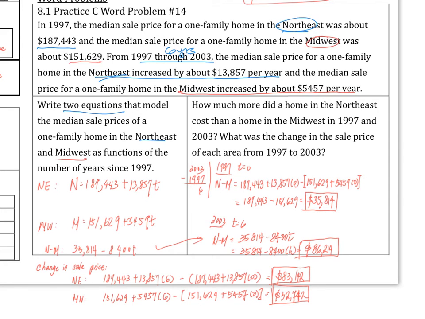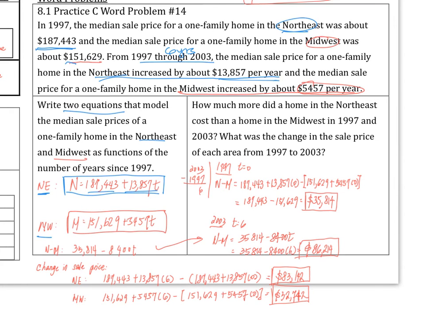So if we look at the Northeast now, we have $187,443. That's the fixed price here, and it's changing at $13,857 per year. So I could multiply that by t and set up my equation. So this is really what you've learned before, okay? And then the Midwest, the setup would be $151,629 added to $5,457 times t. So now we have two functions.